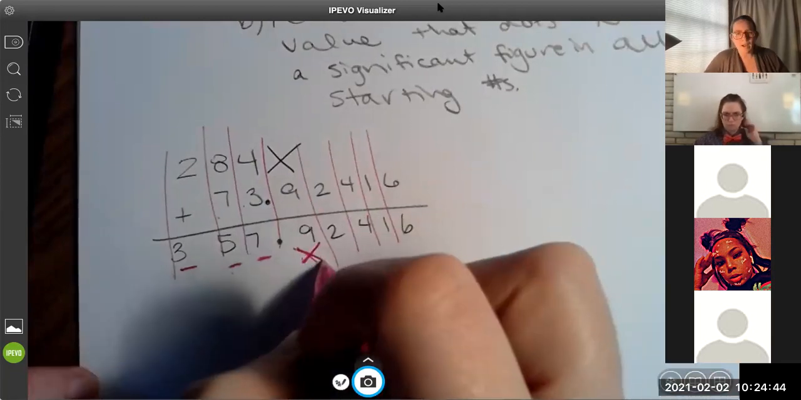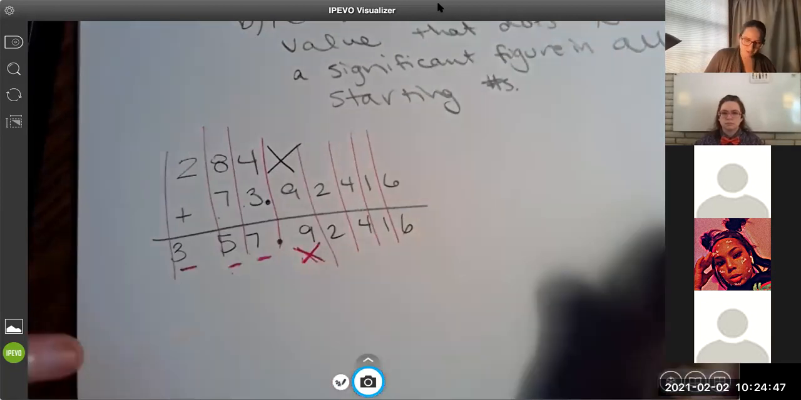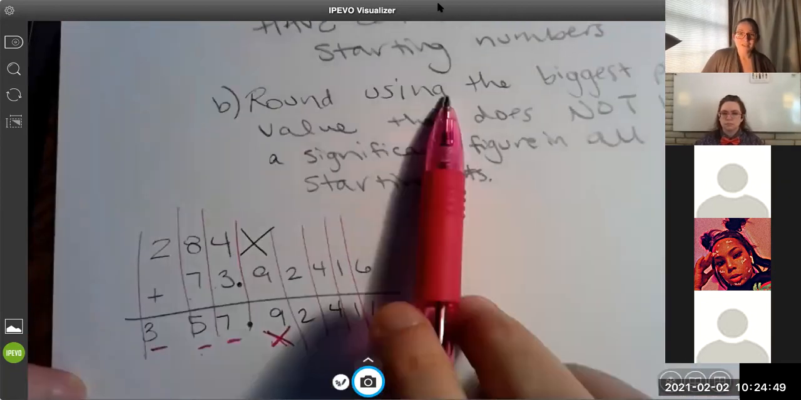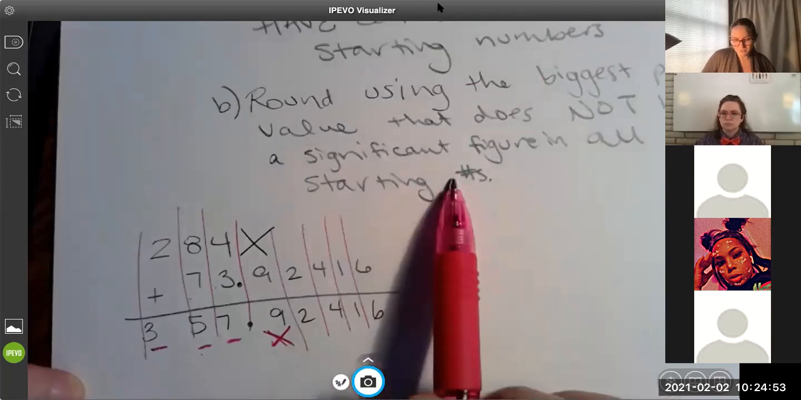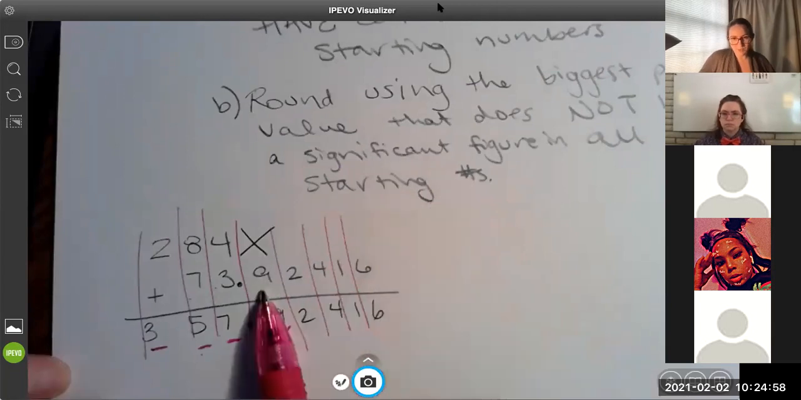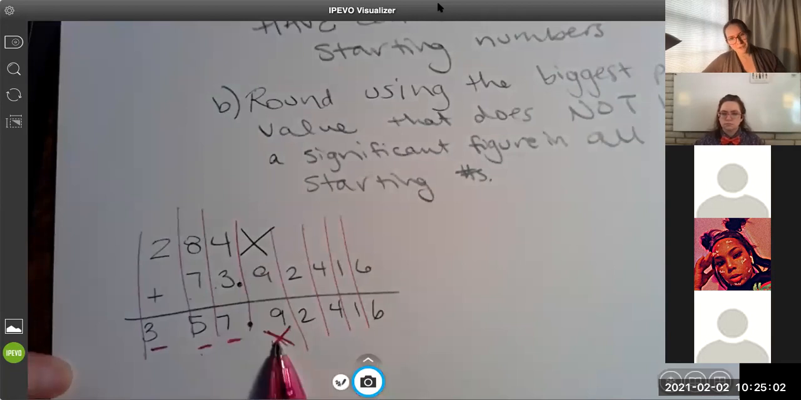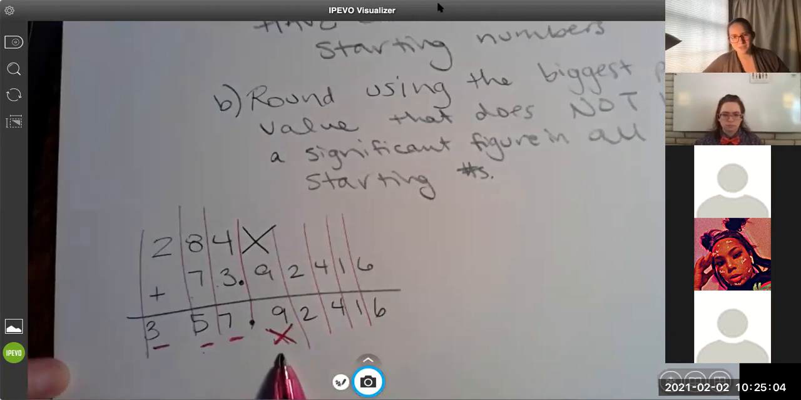We're going to round using the biggest place value that does not have a significant figure in a starting number. In this example here, it's the tenths place that does not have a significant number. We're going to round using the tenths place.